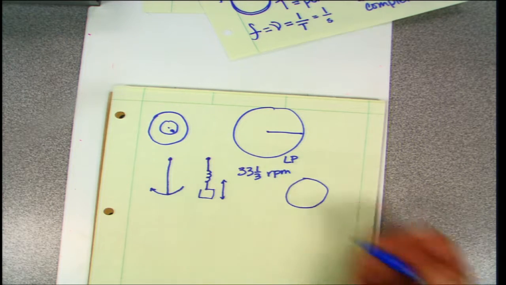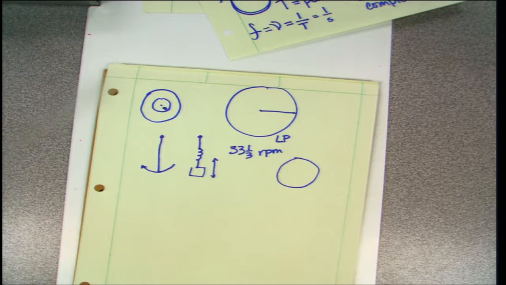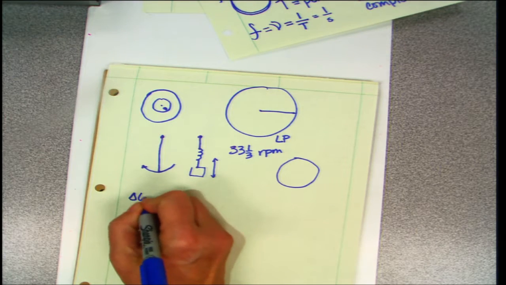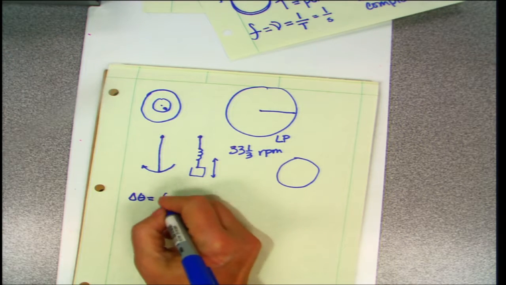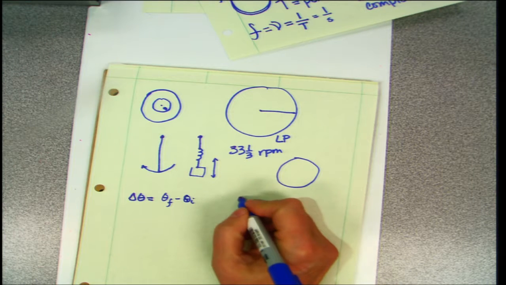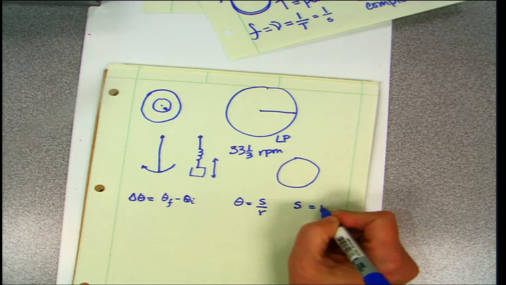is going to be theta final minus theta initial. We also know that my angle is equal to a linear distance r, so S is equal to r theta. All right, we've got that part. We can also look at omega, which is my angular velocity, and that's my change in angle with respect to time. So this is delta theta divided by delta t.